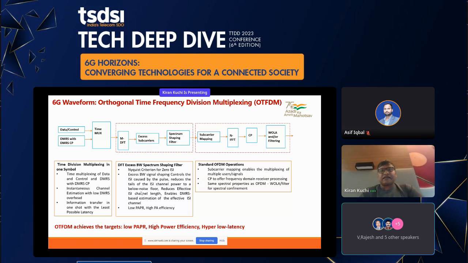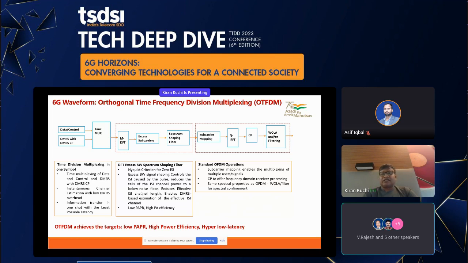There is a new waveform that we are working on, called orthogonal time frequency division multiplexing. Without going into too many details, from a simplistic point of view, this is a new waveform that combines the essential features of TDMA, which was used in earlier generations, and also utilizes the concepts of OFDM, and constructs a new waveform that takes the best from both in a very unique manner.